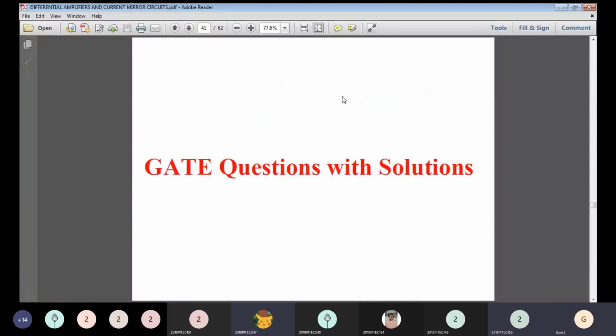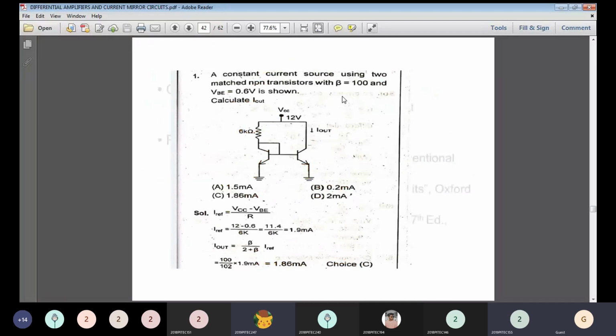Now we are moving on to the discussion of GATE questions with this concept of differential amplifier and current mirror circuit. This is the first question given here. See the diagram. From the diagram, we can say it is a current mirror circuit itself.